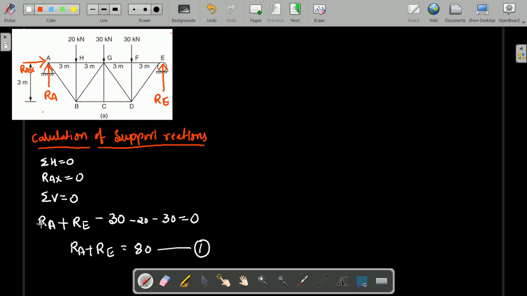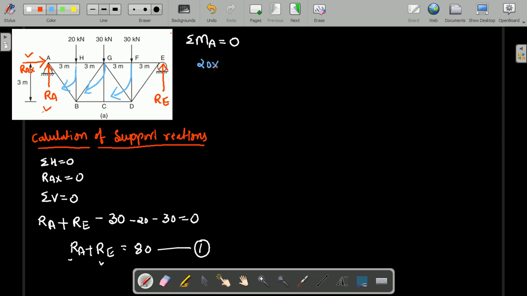Now what you need to do? You need to determine the reaction Ra and the reaction Re. Therefore, you need to take the moment at point A, the third equilibrium condition, summation of moment at A is equal to 0. The moment due to Rax and Ray becomes 0 because these are acting at the same point. Moment due to the other forces you need to consider about point A. The 20 is a force into perpendicular distance, clockwise; 30 again force into perpendicular distance, also clockwise; this 30 is also clockwise.